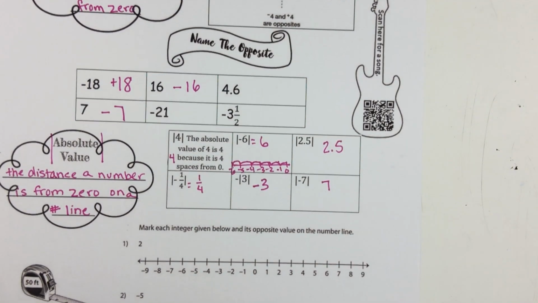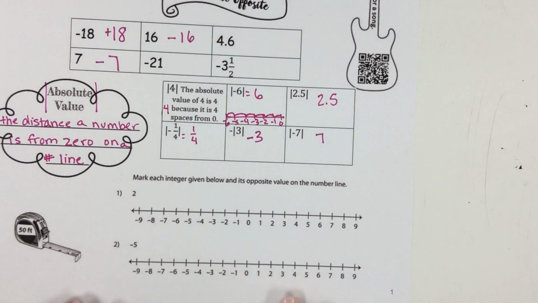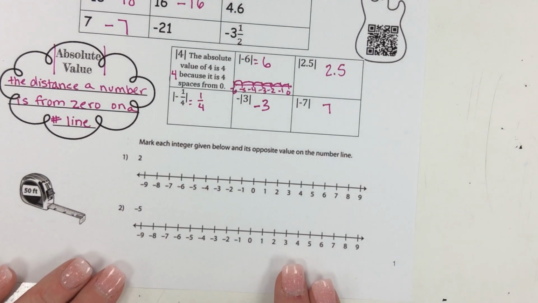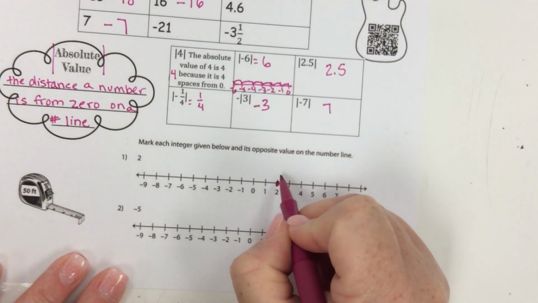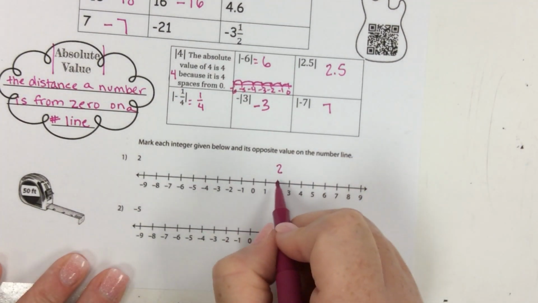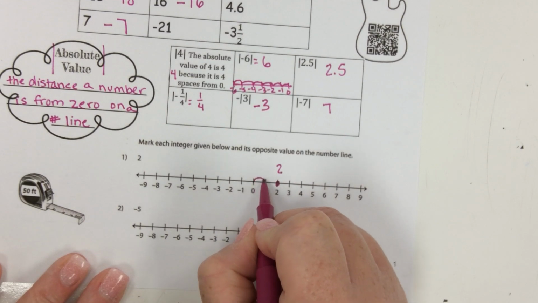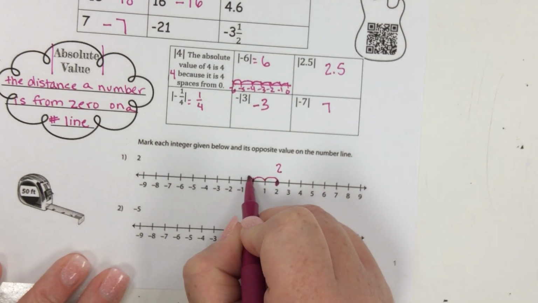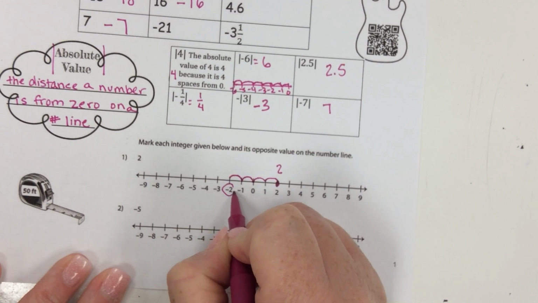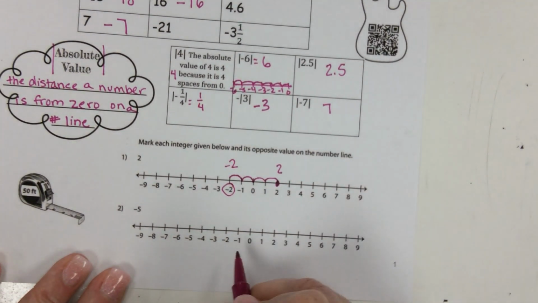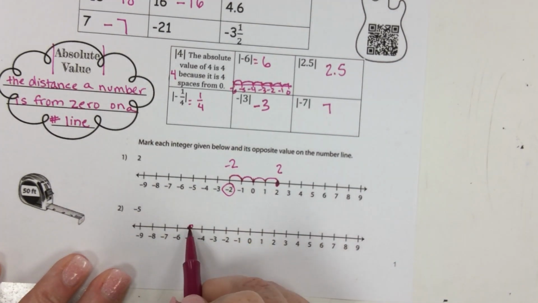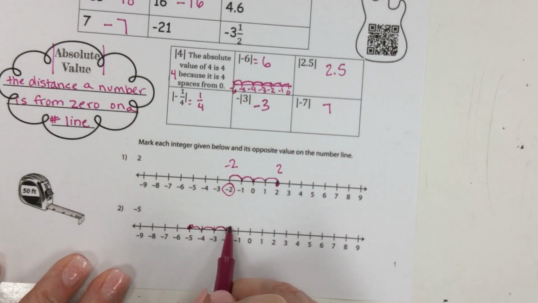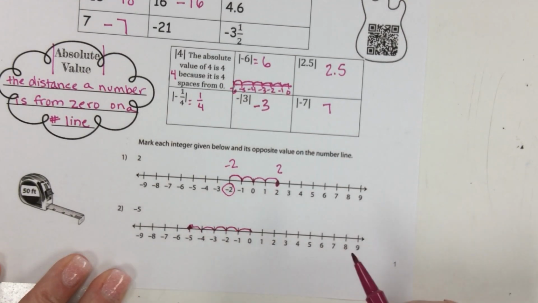Okay? Now we're going to mark each integer and its opposite. Okay, so 2 would be right here. So the opposite of 2, we're going to show it here. If I go from 0 to 2, I'm going to go 1, 2 spaces. So I'm going to go 2 spaces to the left, and it's going to be at negative 2. Okay, 2 and negative 2 are opposites. Here's my negative 5. Let's see how far it is from 0. 1, 2, 3, 4, 5. It's 5 spaces from 0.